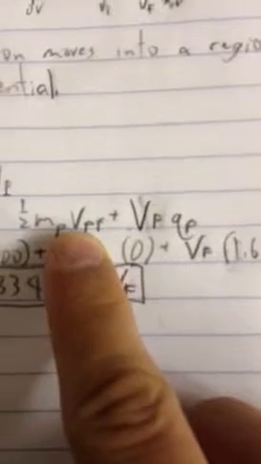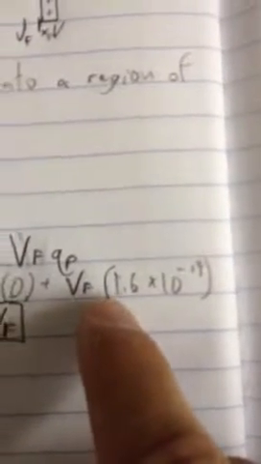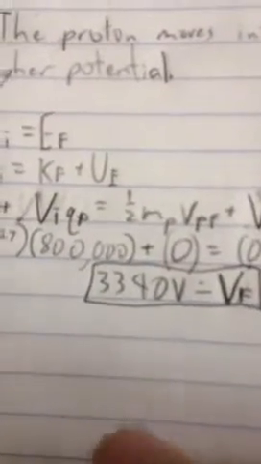And then we come over to the other side and we have 0, since the final velocity of the proton is 0, plus voltage final, which will be our change, times 1.6 times 10 to the negative 19th, which is the charge of a proton. Anyways, if you take this number and divide it by the other side, what you get is 3340 volts, which will be your change in voltage.